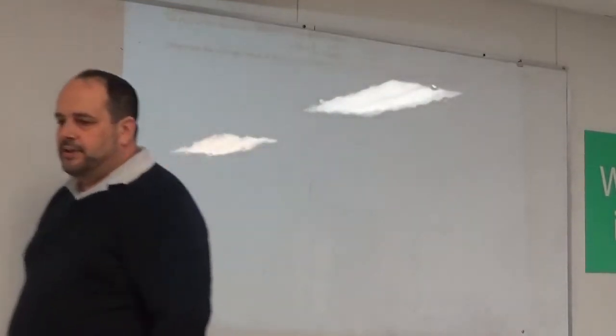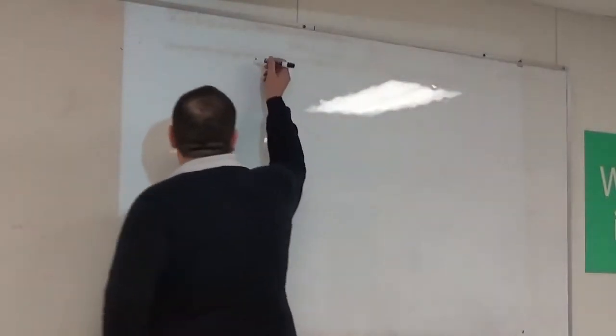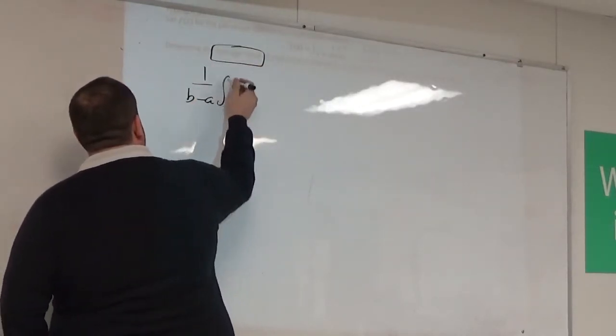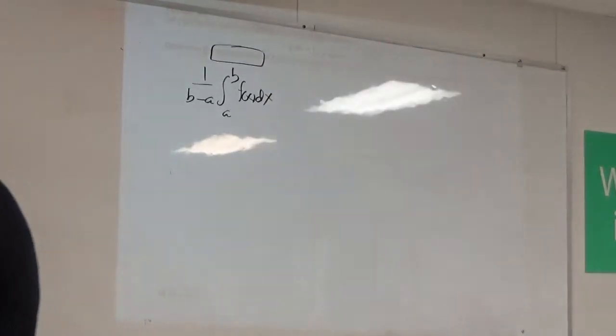The average value for f of x. No. You're missing a really important part. It's getting closer. Average value. That was last unit, but we also dealt with this yesterday. Average value is 1 over b minus a, the integral from a to b of f of x dx.